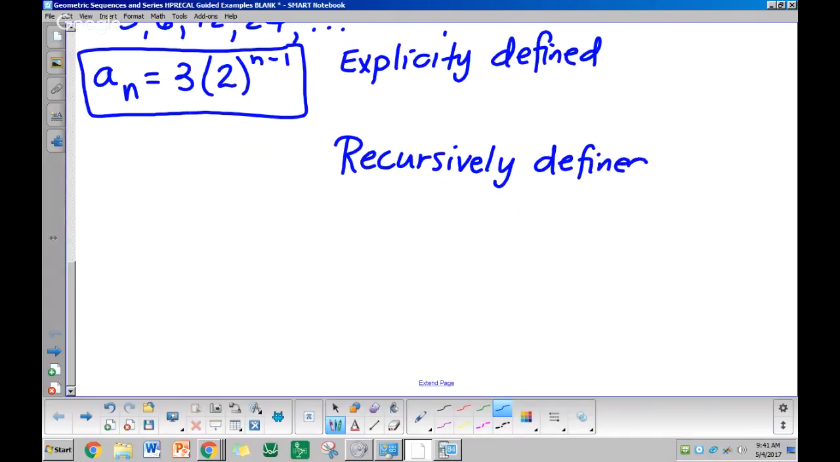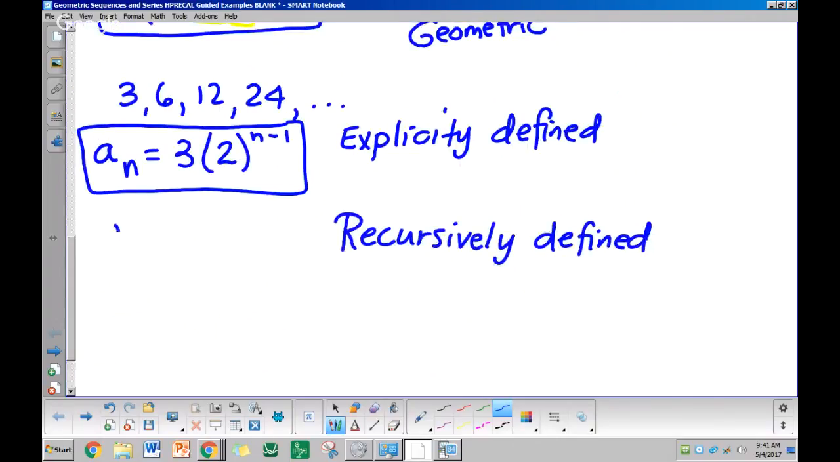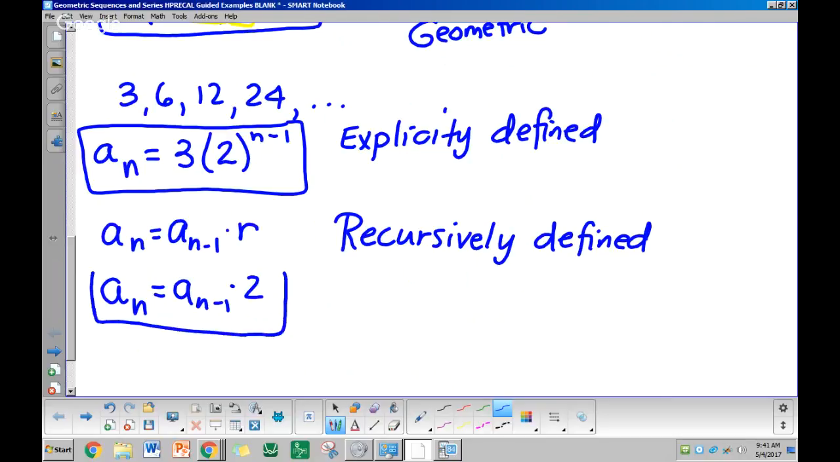Which depends on the term before it. So if I wanted to go to the a sub n term, I'd have to know the term before it, which would be a sub n minus 1. Well, what do I have to do to the term before it to get to this term? Multiply by 2. Yes, multiply by 2, but maybe call it r. And then for our formula, it would be a sub n equals a sub n minus 1 times 2. That would be the recursive definition for this formula. I was just doing the general recursive there.